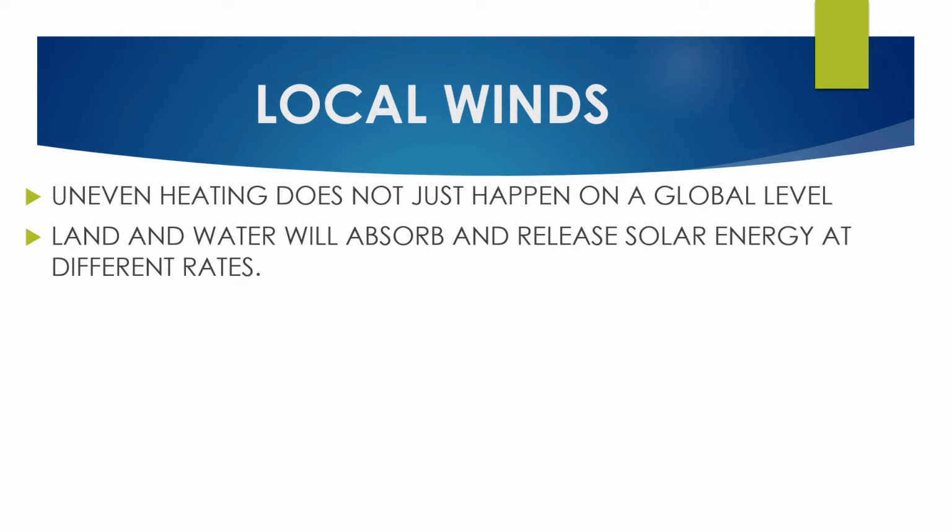All right? Because the fact that the land and the water heat unevenly gives local areas like this wind, air movement. So this is a good example of a local wind, the sea breeze versus the land breeze. So we'll talk about that on the next slide.